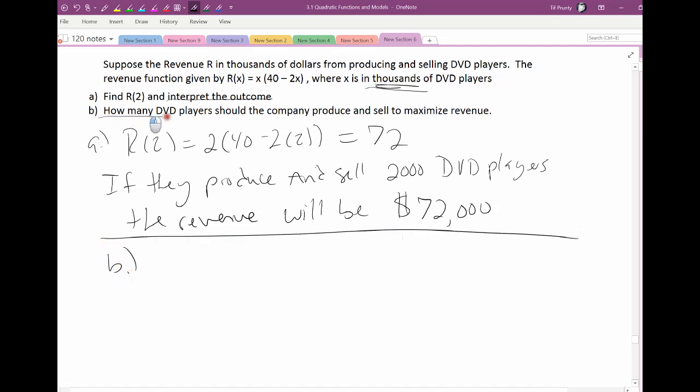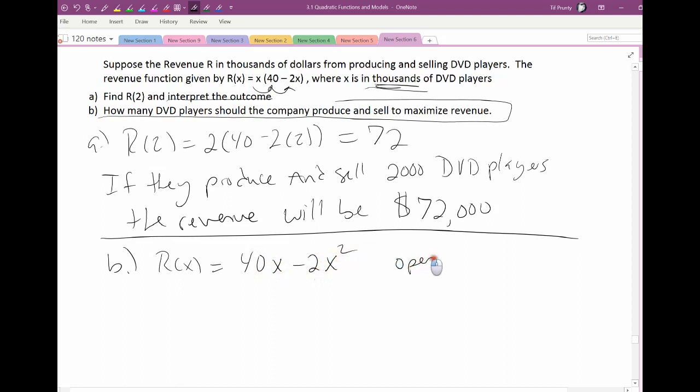Part B. This is the part that in calculus, you'd be asked to use calculus to figure out. We're going to use algebra to solve it. Alright, we know it's a quadratic. Now, it's a little hard in this form to tell if it's a quadratic, but it is. If you multiply through by the x term, you get 40x minus 2 times x squared, so it is a quadratic. It opens down, and so the maximum is the vertex. So the vertex is the maximum.